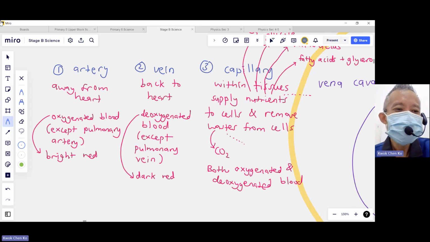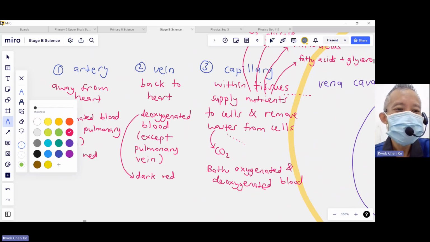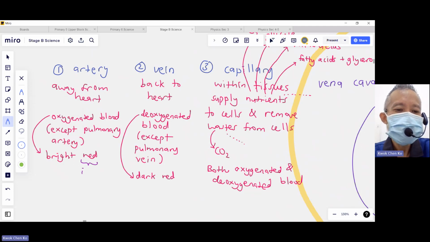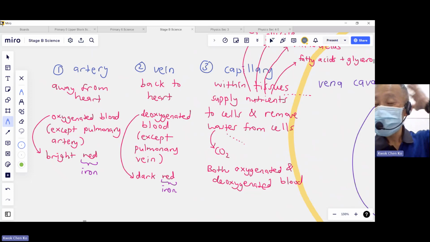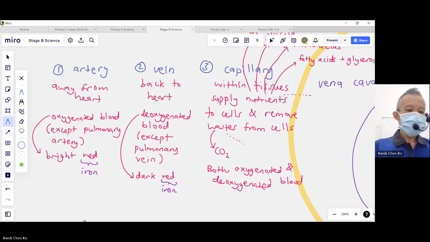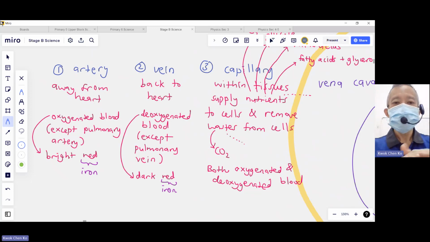Oh, by the way, even though not related, but it won't be asked, why is it red? Actually, red is due to the iron. It's the iron that gives it that red color. That's why your soil is red, orangey, it's due to the iron inside the soil, and even in water.